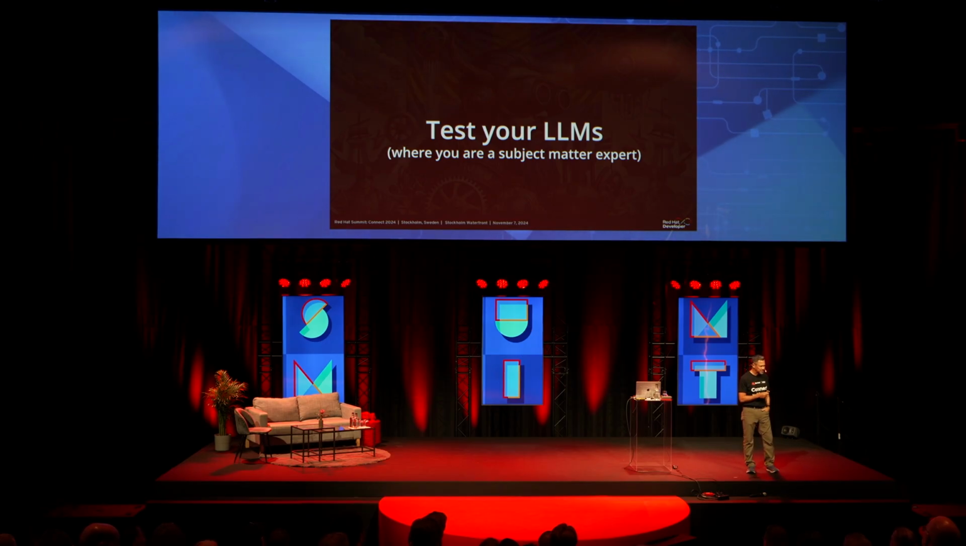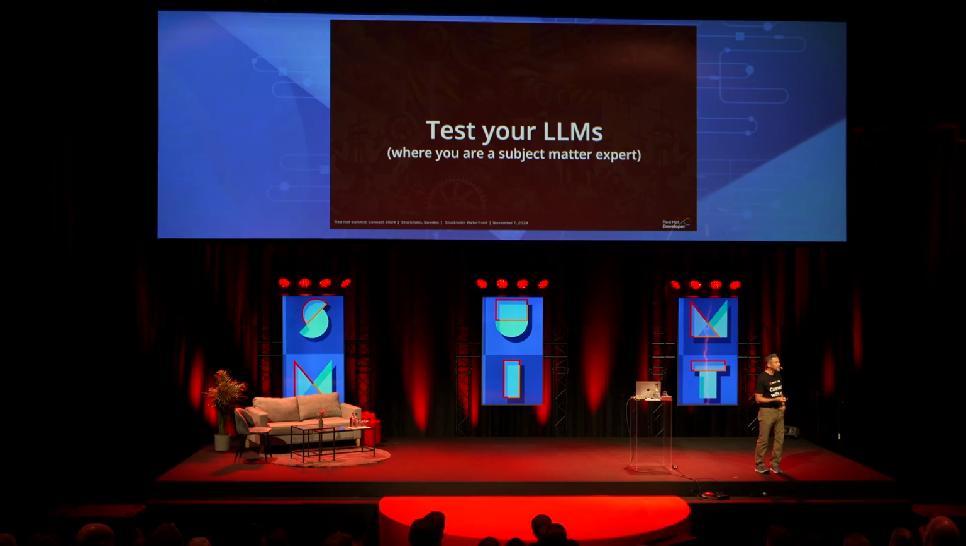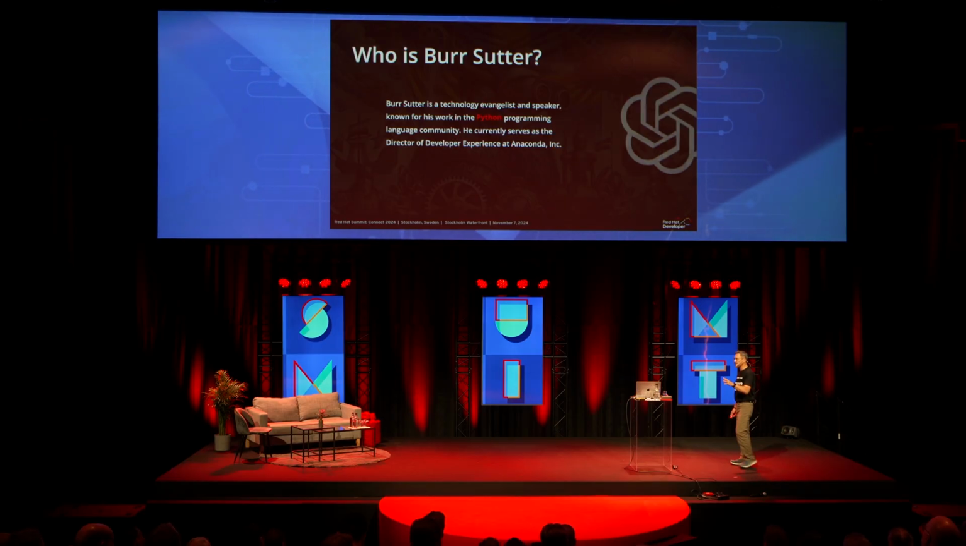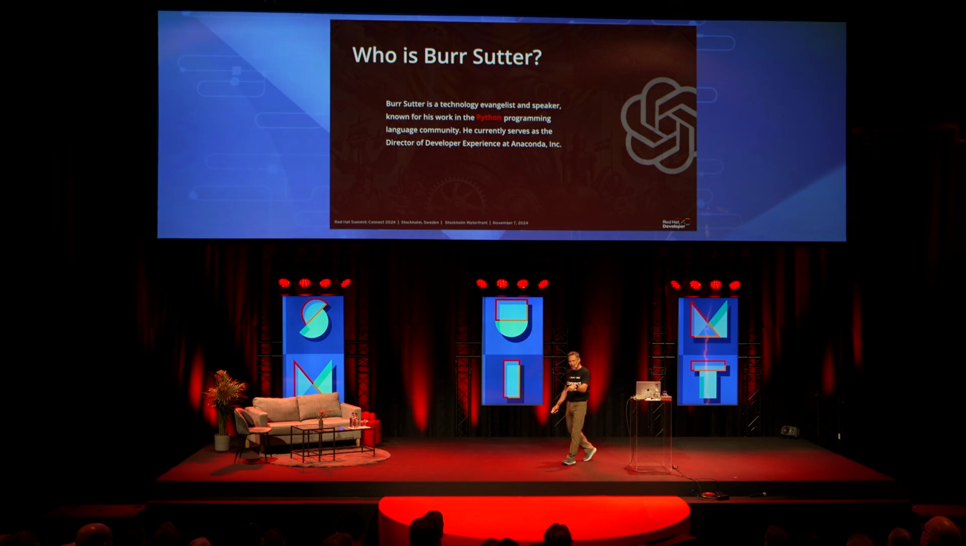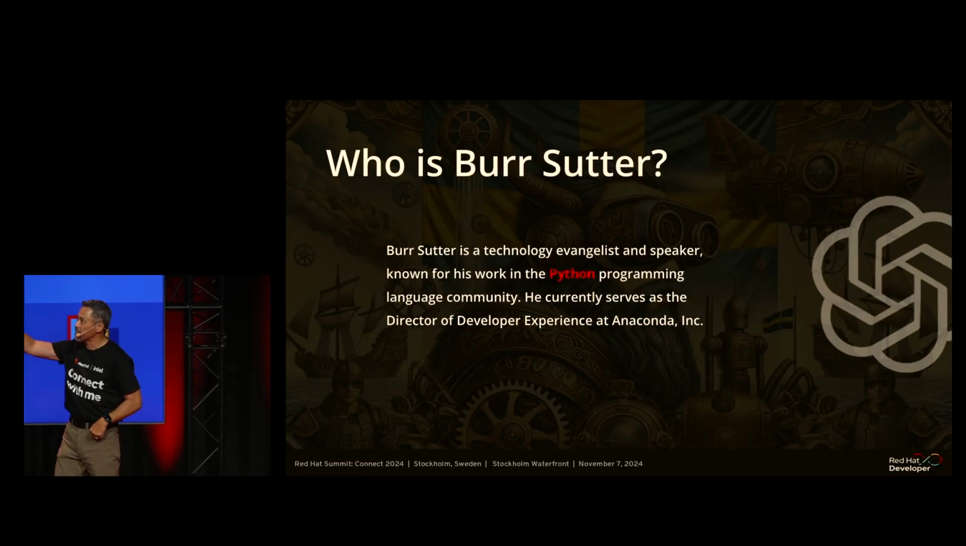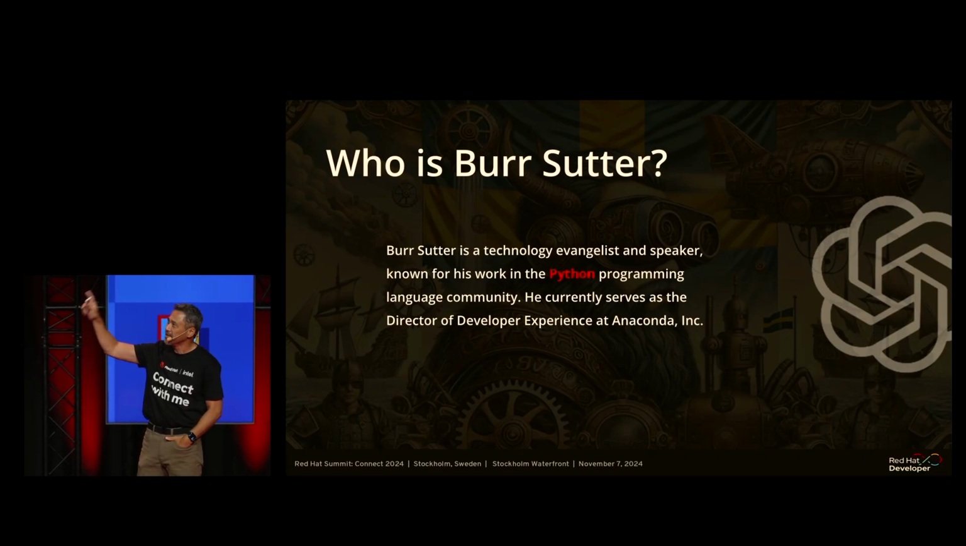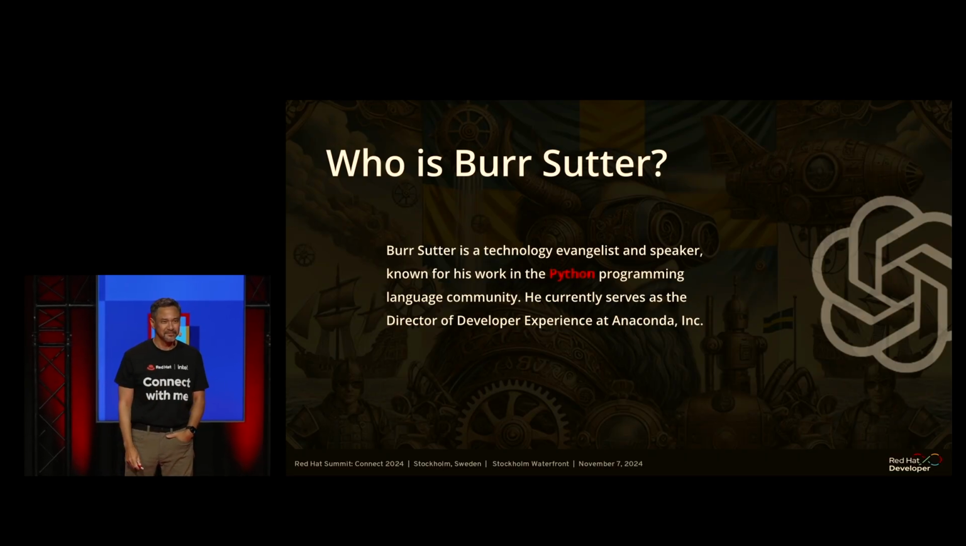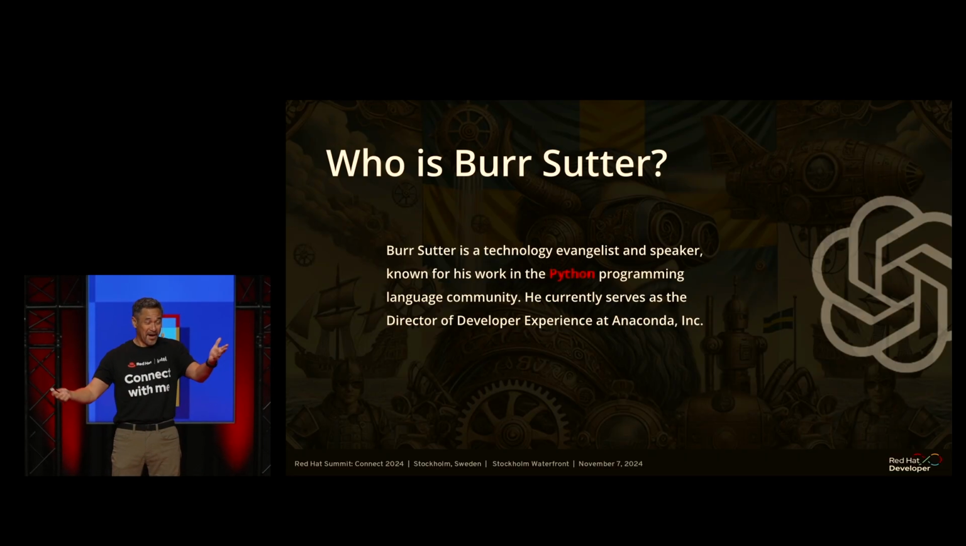Ask it some questions. And you need to be a subject matter expert in the questions because it will always provide a nice answer. It just may be wrong. It may be a hallucination. So I tend to ask it, who is Burr Sutter? I'm a subject matter expert in Burr Sutter. I know that person. And in this case, I'm apparently an amazing evangelist speaker in the Python community. I'm a Java champion. I'm not a Python person per se.